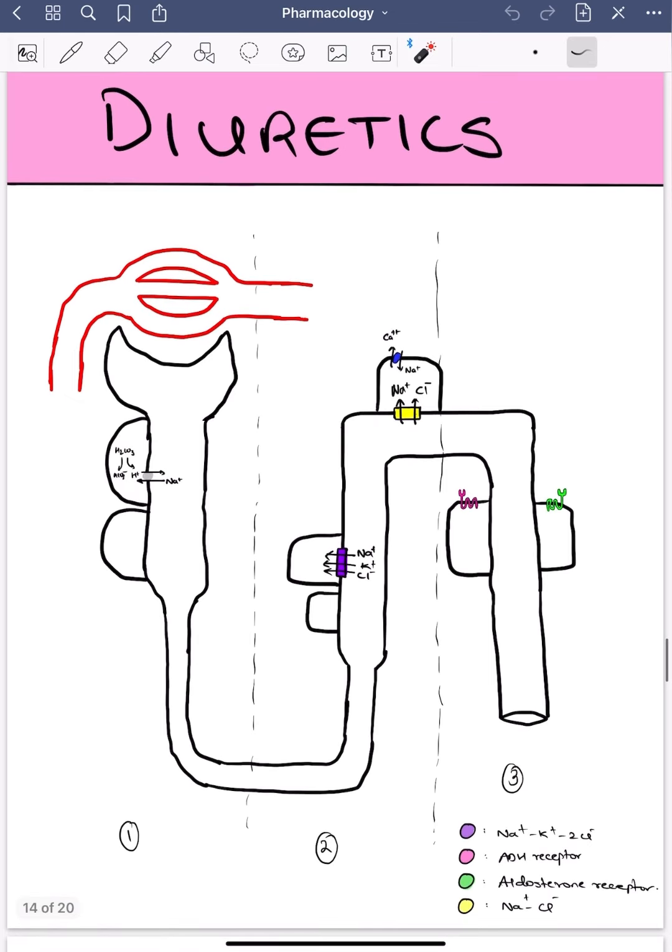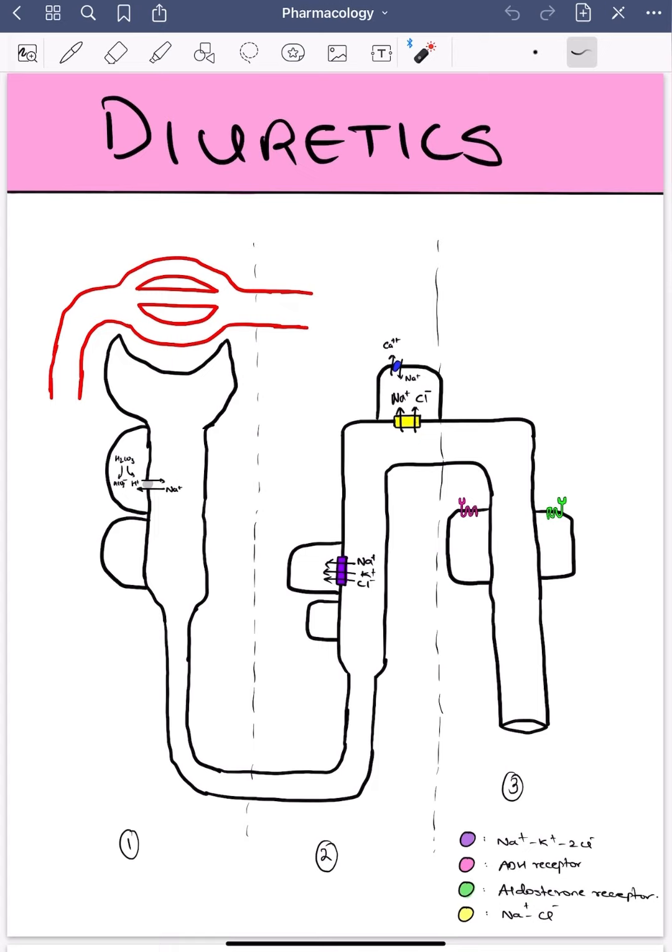Another important site is the collecting duct, where the reabsorption of sodium and water is influenced by a hormone called aldosterone. Aldosterone binds to these receptors and increases the reabsorption of sodium and water. Now diuresis can be induced by increasing the concentration of solutes within the tubules. This osmotically attracts water into these tubules and hence causes diuresis.